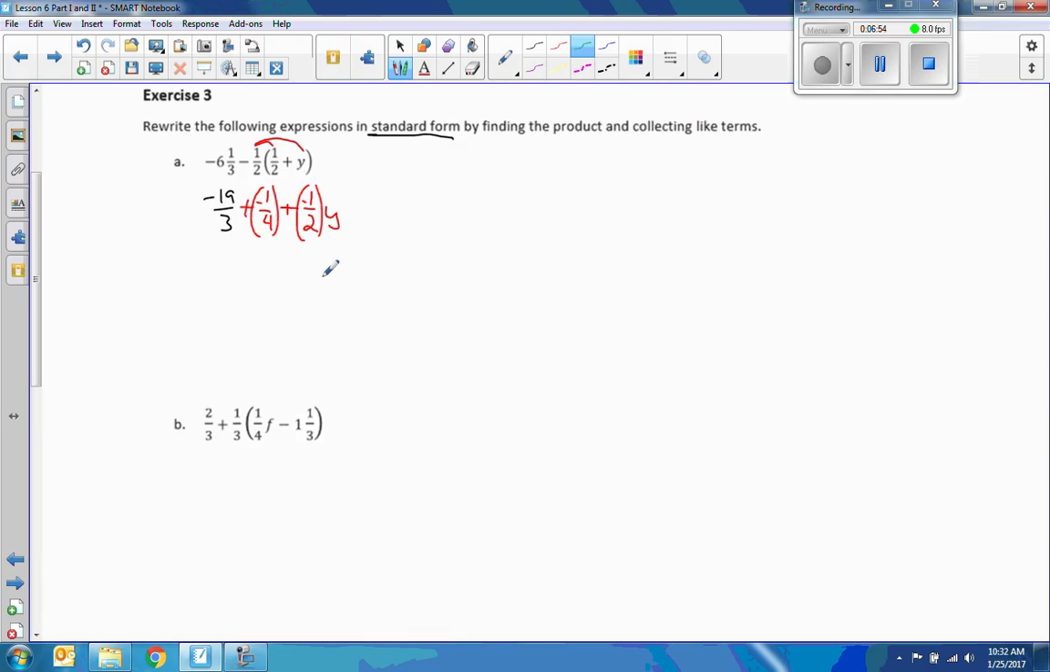I'm going to rearrange this so my variable comes first. We always want to do variables and then constants last. So I'm going to rewrite this as negative 1/2 y. All I'm doing is bringing this term out in front. And then plus a negative 19/3 plus a negative 1/4.